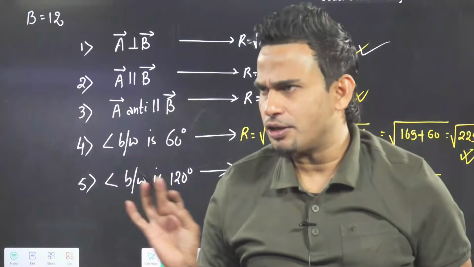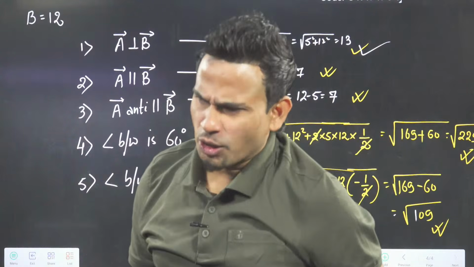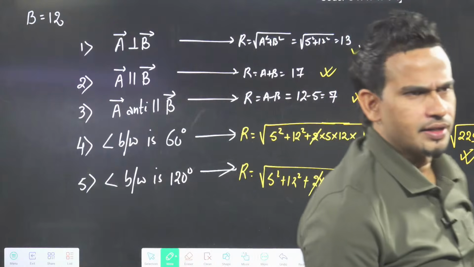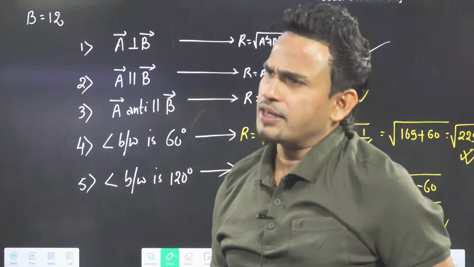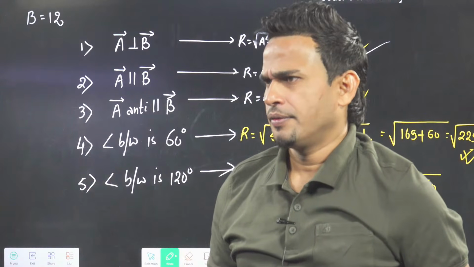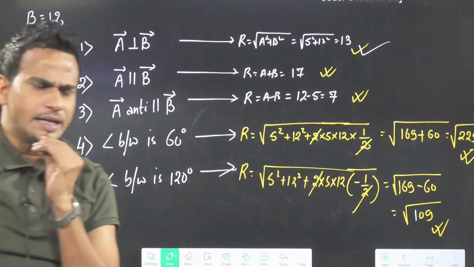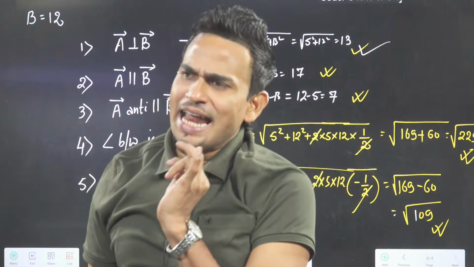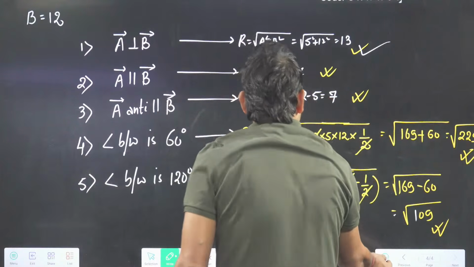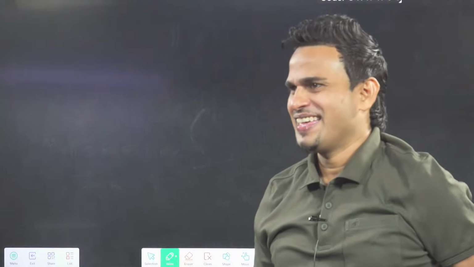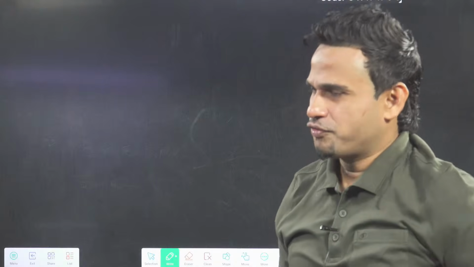this is PYQ. If two vectors of equal magnitude give resultant of same magnitude, then find angle between them. So A bar, B bar, R bar, they have given some relation.